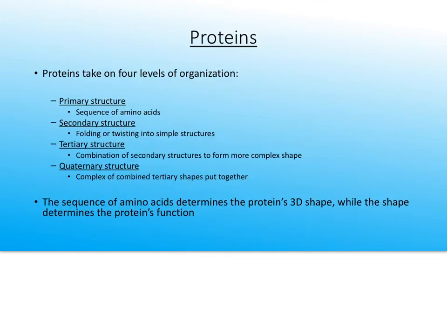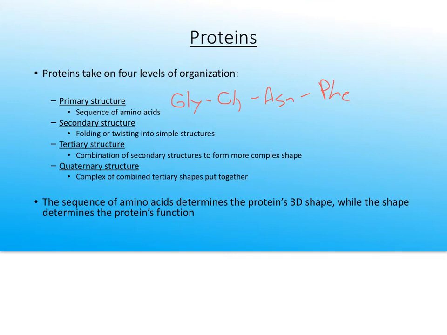Now, one of the trickier things about proteins is they have 4 levels of organization. This is basically just different layers of detail in terms of their shapes. So, primary structure. Primary structure is just the sequence of amino acids. So if we say that a certain protein is glycine attached to another glycine, attached to asparagine, attached to phenylalanine, that would be an example of its primary structure. What are the specific amino acids that we use to build it?